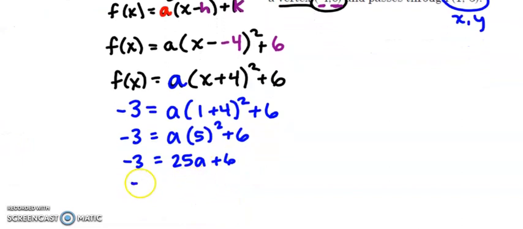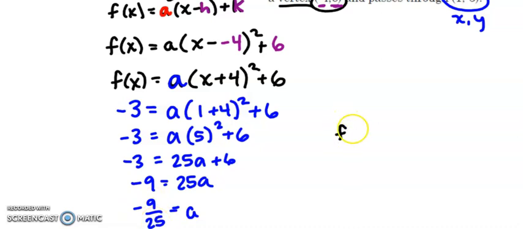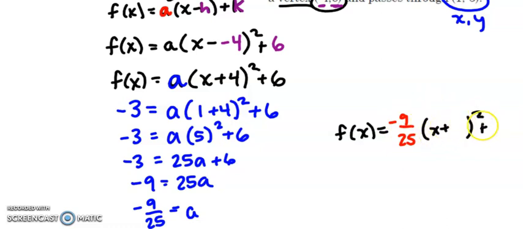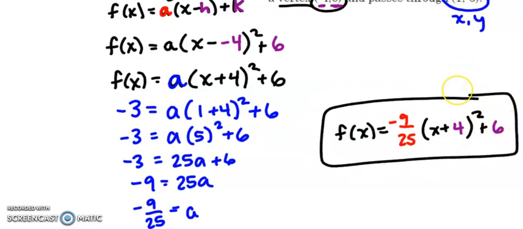I'm going to subtract 6. I'll get negative 9 equals 25a, which means that a equals negative 9 25ths. So your final answer needs to go back to that original vertex form. We now know that our a value was negative 9 25ths, and we know that our (h, k) values created this 4 and this 6. And so this is our final answer for our parabola in vertex form.